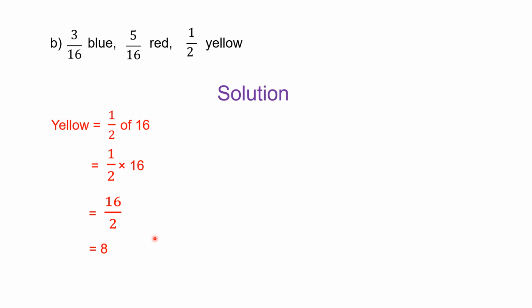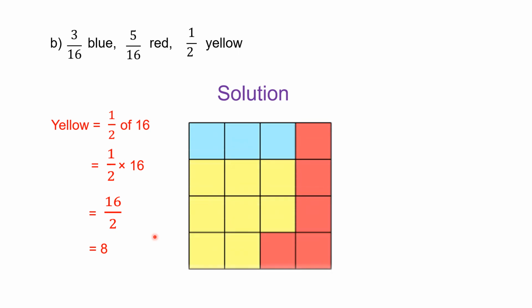Now let us draw the figure with the 16 squares, 4 columns and 4 rows. Now let us color 3 squares in blue, 5 squares in red, 8 squares in yellow.